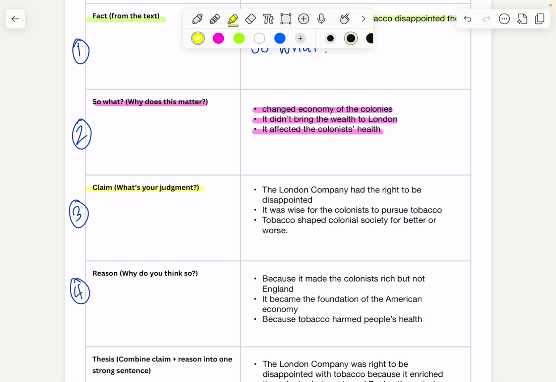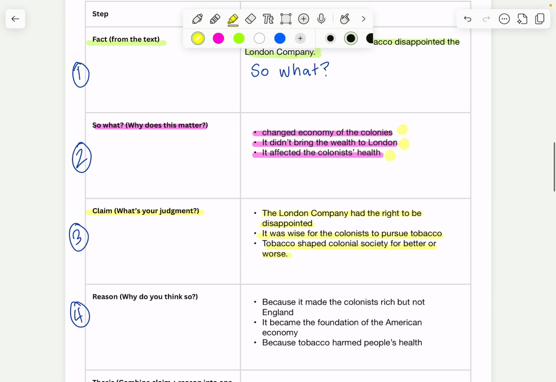So for my claims, I'm looking at my so whats. For this one, the London Company had the right to be disappointed. That connects to this one right here: it didn't bring the wealth to London. For it was wise for the colonists to pursue tobacco, that connects to this one: it changed the economy of the colonies. So it was wise for them to do that. And tobacco shaped colonial society for better or worse. That one has to do with it affecting the colonists' health. You can pause the video there. I'm going to start on another one.